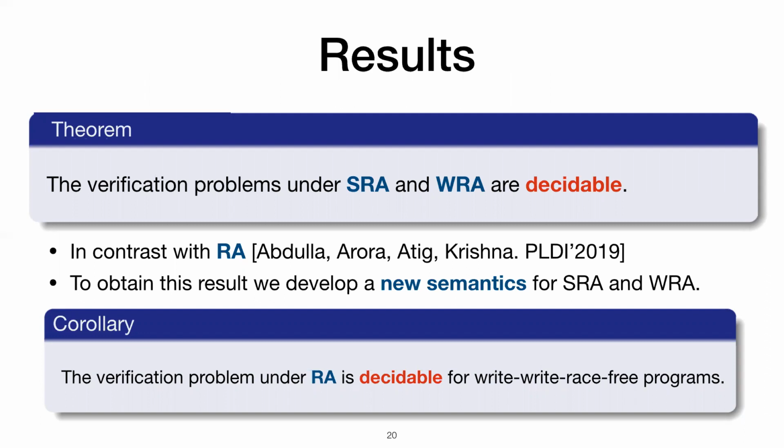And I think that actually the new semantics, I find it more interesting than the decidability result per se. I believe it will be useful also for other verification questions and not just the decidability. As a corollary, of course, we obtained that if we don't have write-write races, then also RA is decidable. If you're particularly interested in verification of C11 programs written in the release acquire fragment, then you can use this corollary of this theorem.